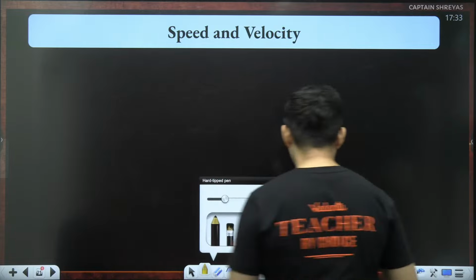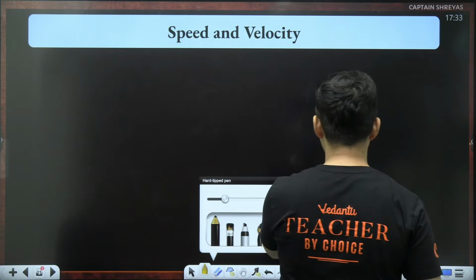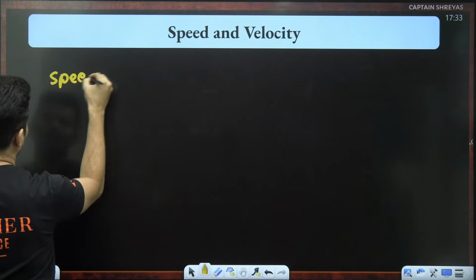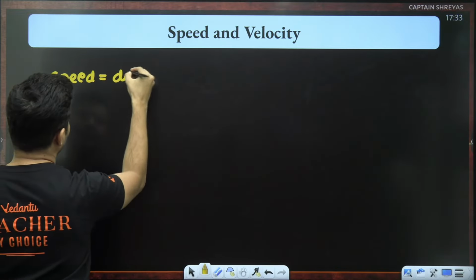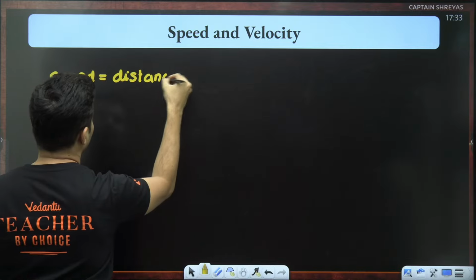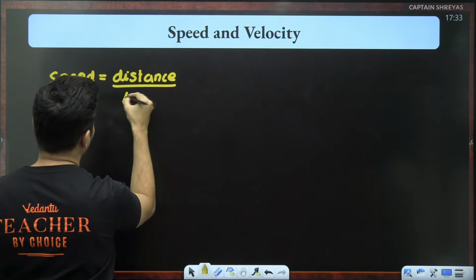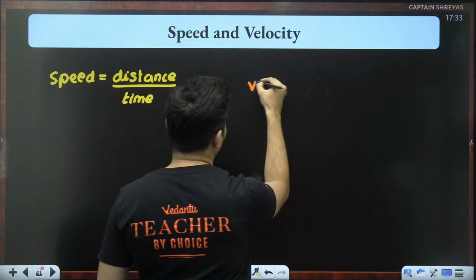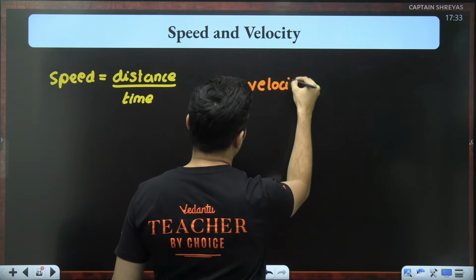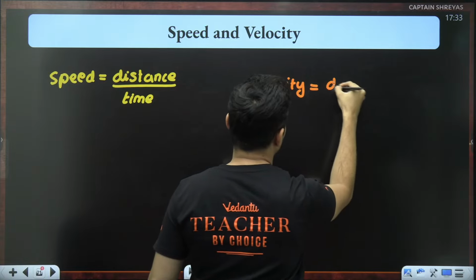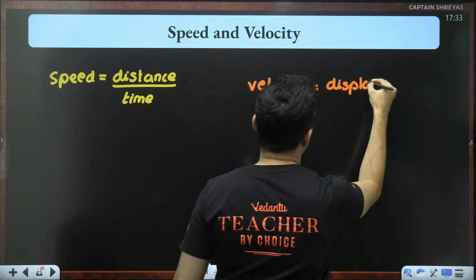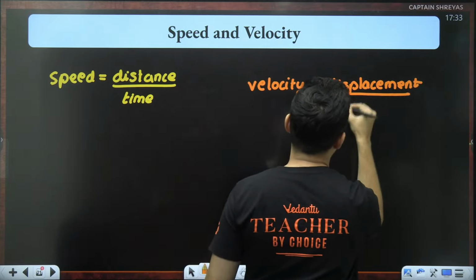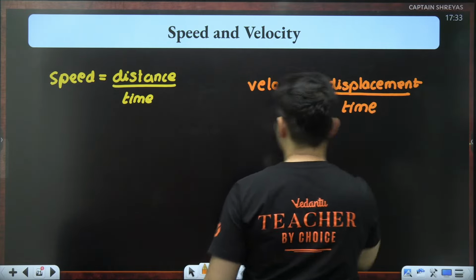So speed and velocity, actually it's very simple, guys. If you are just talking about speed, it is nothing but the distance which you have traveled upon the time which you have taken. Whereas when you are talking about the term velocity, it is nothing but how much is your displacement which you have undergone upon the time taken.